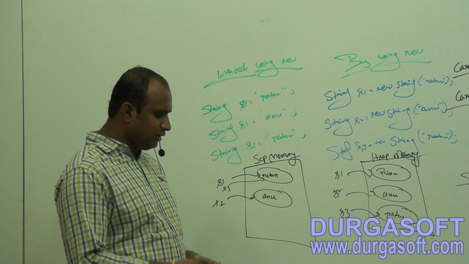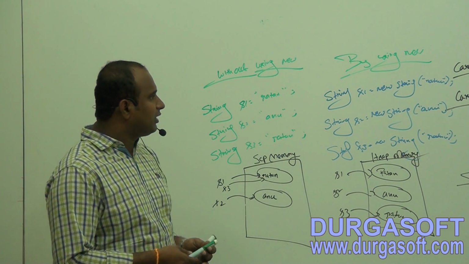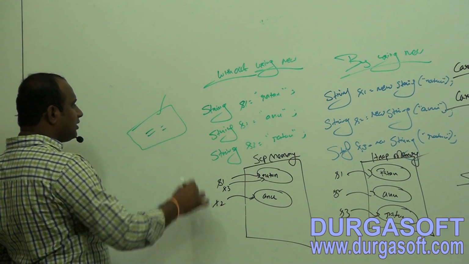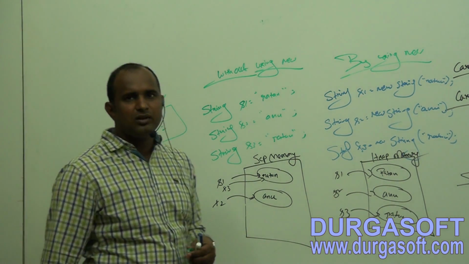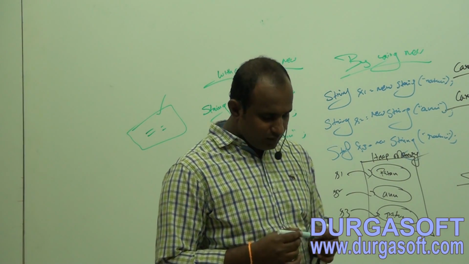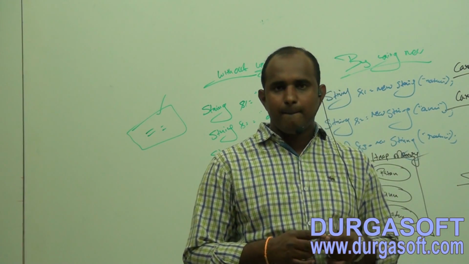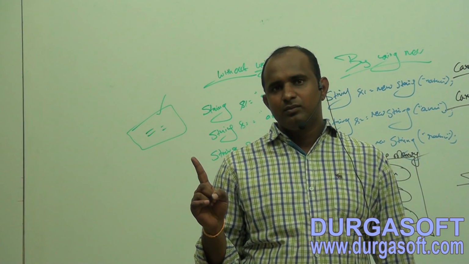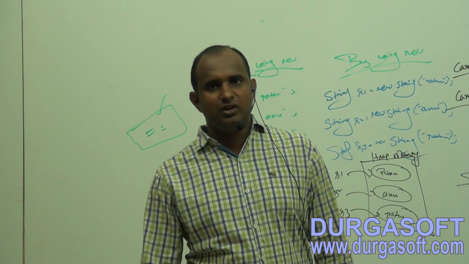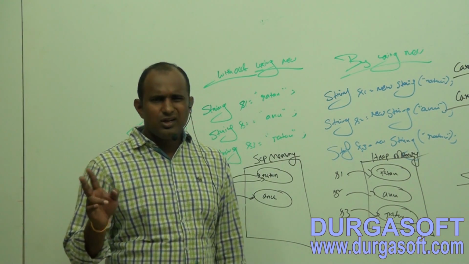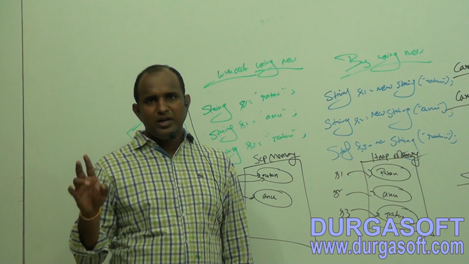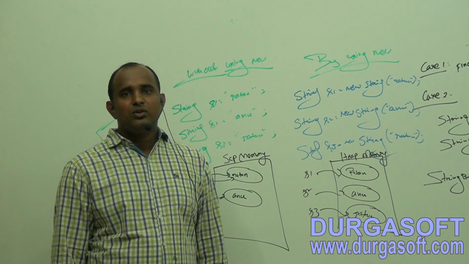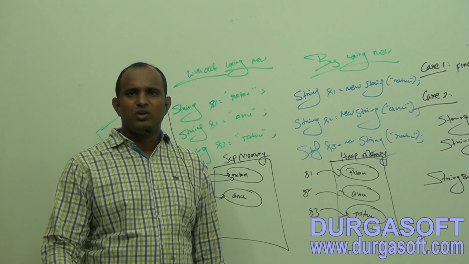Based on this example, I will give you the double equal to operator information. The double equal to operator is used to compare two reference variables. It is used for reference comparison. The double equal to operator always checks references and returns a boolean value. For example, if two reference variables are pointing to the same object, then it returns true. Otherwise it returns false.